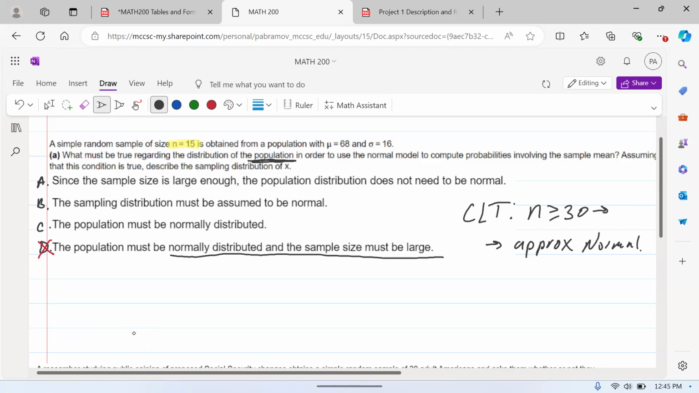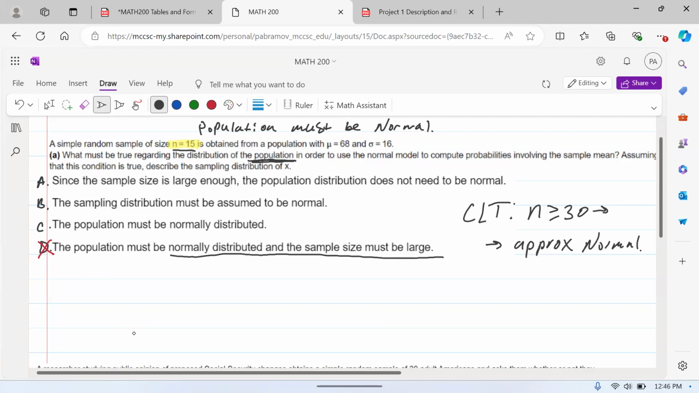Okay, but we don't have that. Our sample size is 15. So then the only way to really get the normality in this case, to get a normal sampling distribution, is if the population is normal. So since our sample size is only 15, then the population must be normal, or normally distributed. We can just say normal.